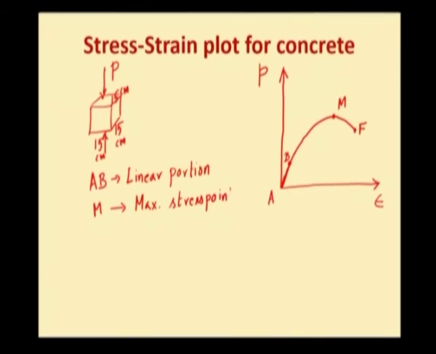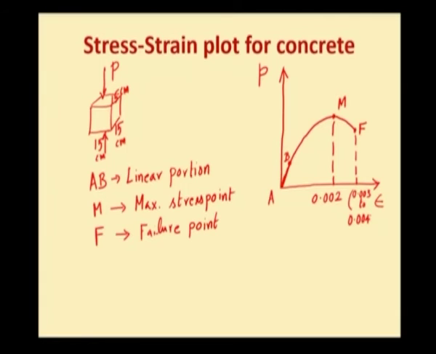M is the maximum stress point and F is the failure point. This maximum stress for most of the concrete specimens will occur at a strain of 0.2%, that is 0.002, and the failure will occur at a strain ranging between 0.003 to 0.004. So, the failure point will be attained at a strain varying between 0.3% to 0.4%.